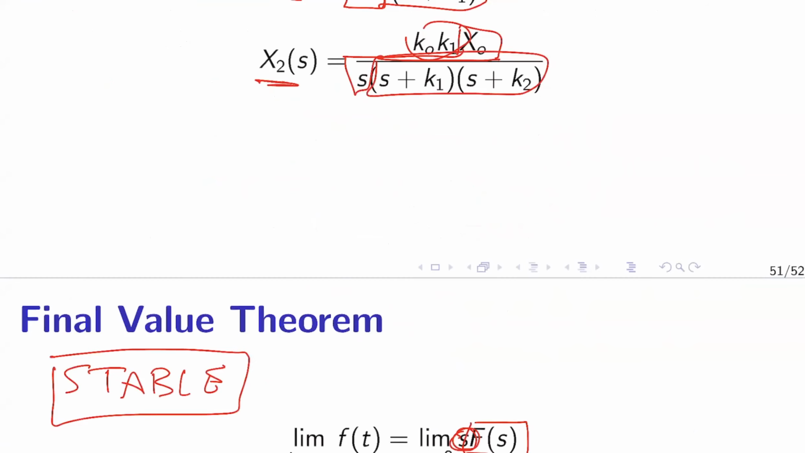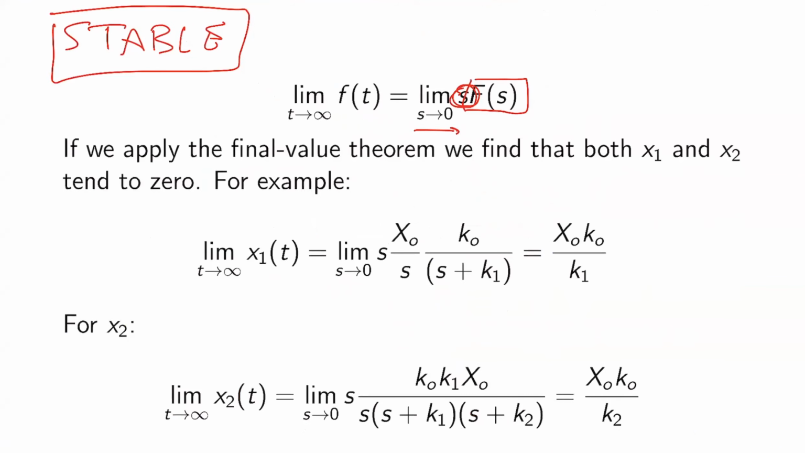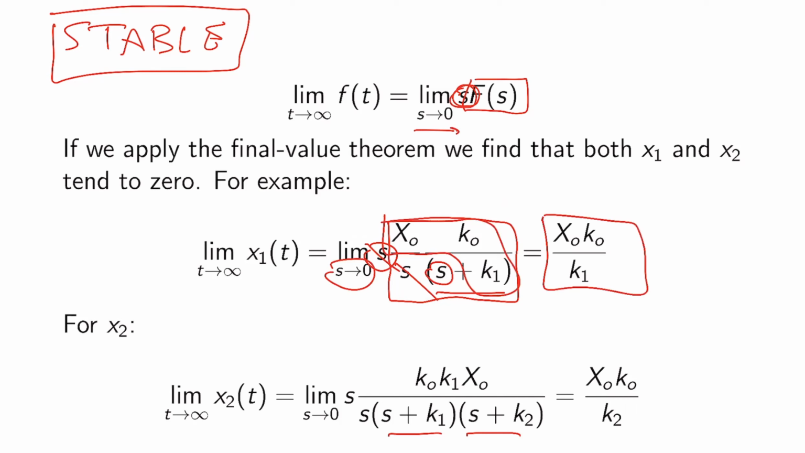So this system is stable. I know that because all the roots are negative, all the poles are negative. Here as well, negative. So what I need to do is take x1 multiplied by s. Notice the s's cancel, that's nice. Then I have to take s to 0. So s goes to 0, and I'm basically left with this. That is the steady state level of x1 as t goes to infinity.